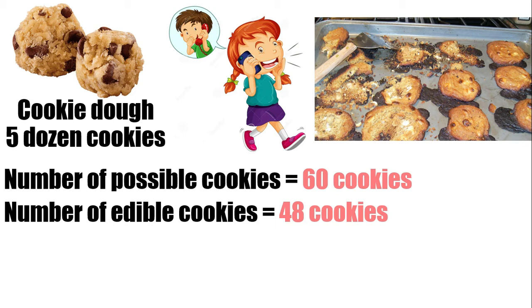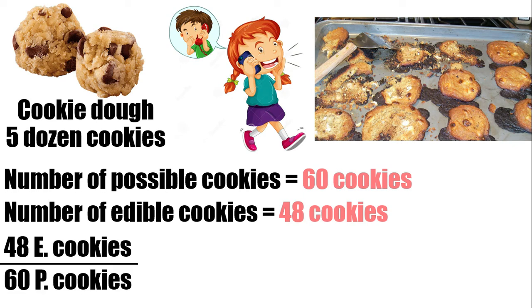So now let's get the ratio of edible cookies to the number of possible cookies. So we will have 48 edible cookies over 60 possible cookies. That will be 0.8. Now to get the percentage, you have to multiply it to 100, okay? That will give us 80%. So out of the cookie dough which you prepared for 60 cookies, there is only 80% edible cookies.